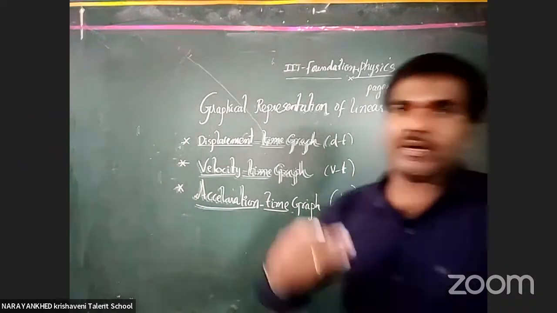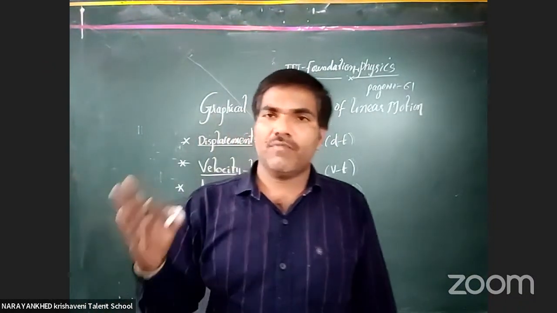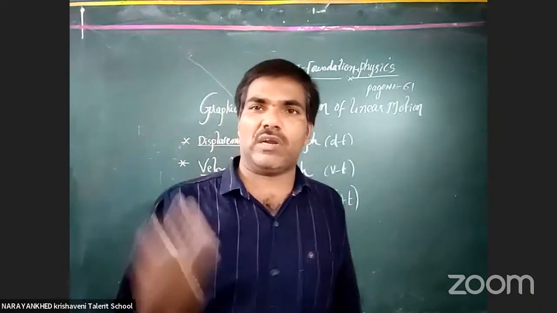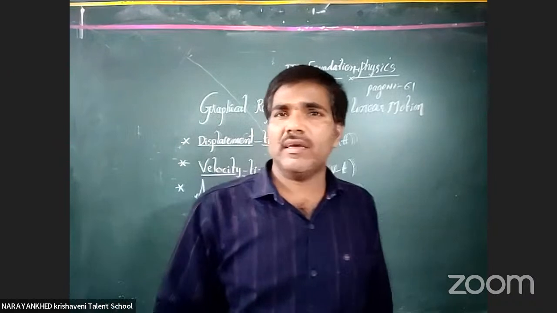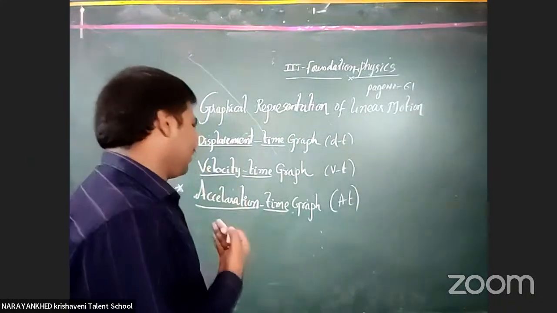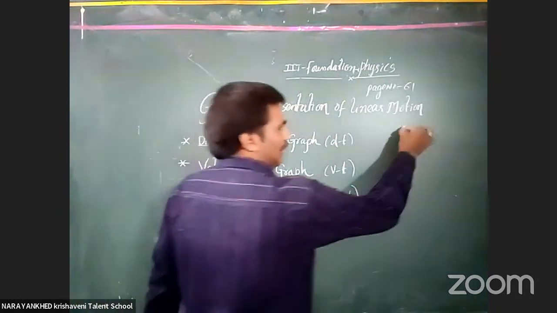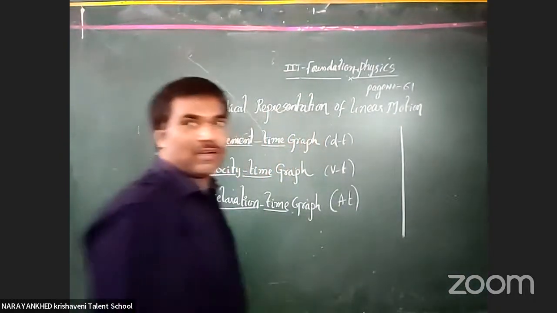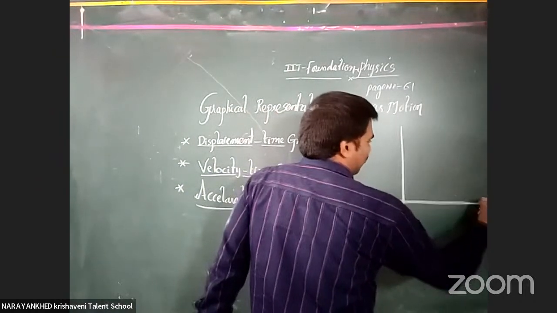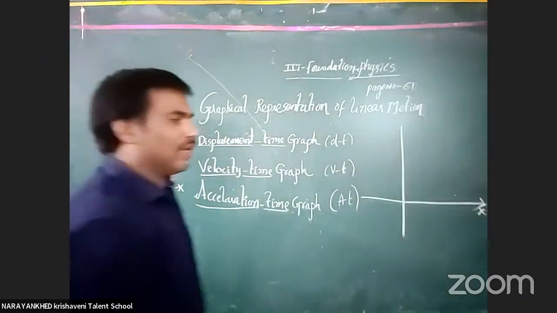For drawing graphs for any motion, we want a graphical representation. We have to decide what is on the x-axis and what is on the y-axis. Displacement, velocity, and acceleration depend on time only, so for maintaining the graphical representation, we take axes. Most probably on the x-axis we take time. Clear?